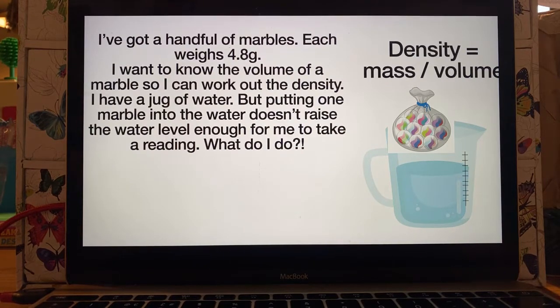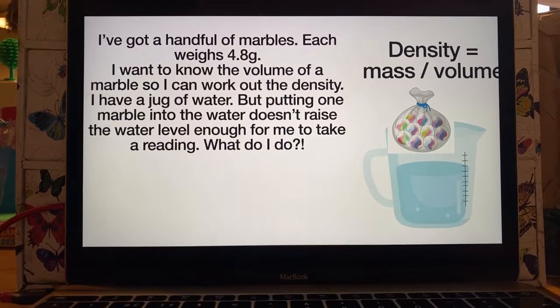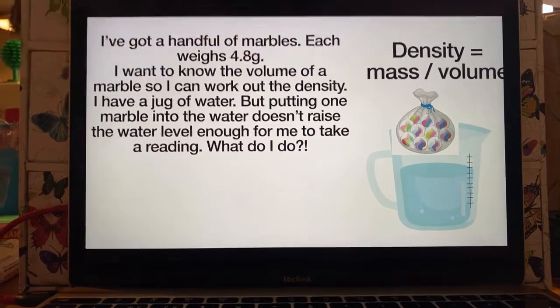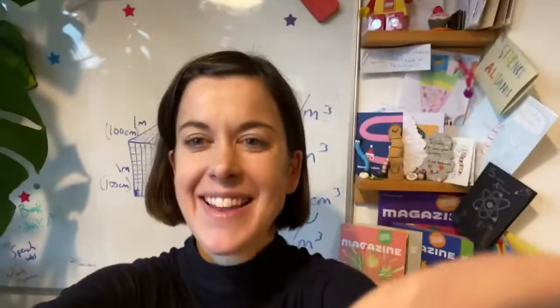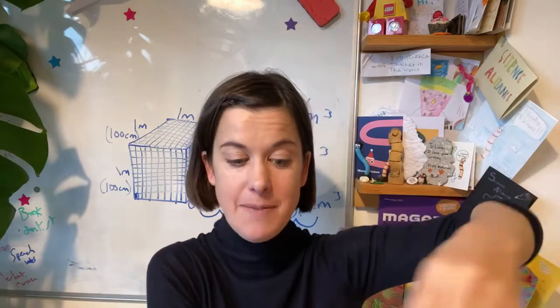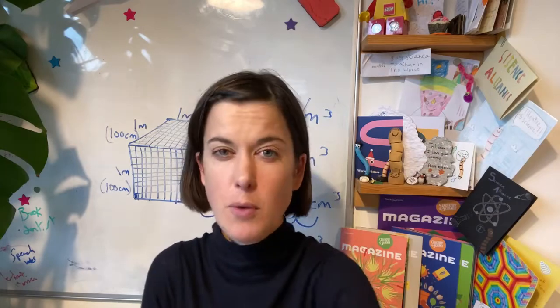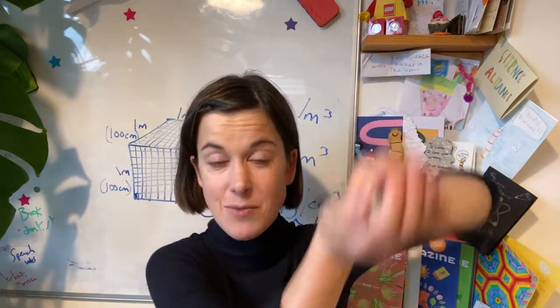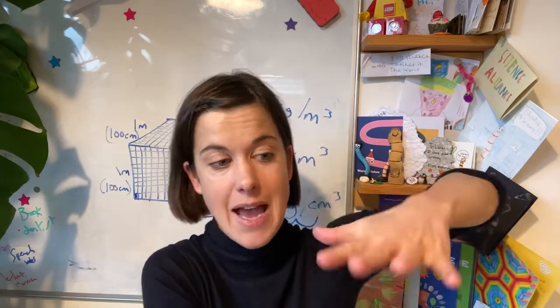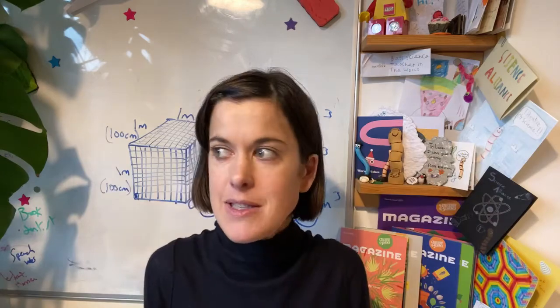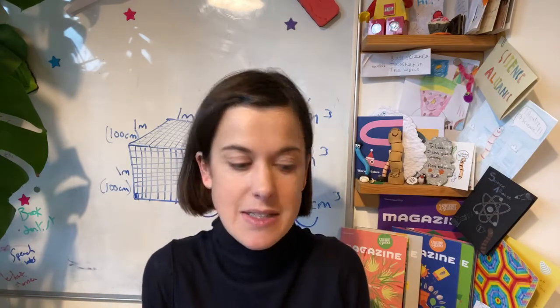Okay, what you've got to do is put more marbles in the jug to displace more water, and then work out the volume of the amount of marbles you put in. Do you get it? If you put 6 marbles in, you know the mass of 6 marbles because you just multiply 4.8 by 6. So you've got the mass of however many marbles you've put in the jug, and you've got the volume that those marbles have displaced. So then you can work out the density, because the density of 20 marbles is the same as the density of 1 marble, right?